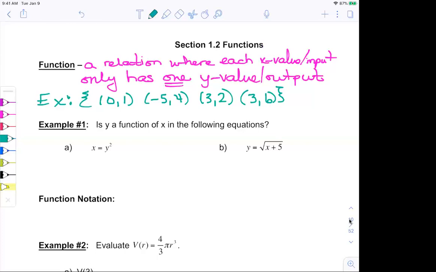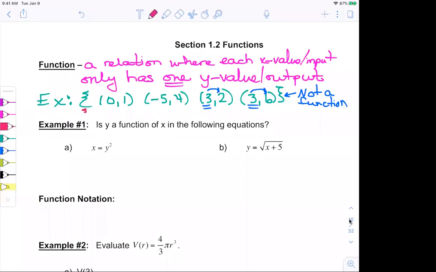Jack, based off of your definition, would the example that I have be a function? No, because 3 gives 2 and also 6. Yeah. So the x value, or the input, of 3 is paired with 2, and then it's also paired with 6. So it's not a function. The x value of 3 has 2 output values, or 2 y values. That means it's not a function.